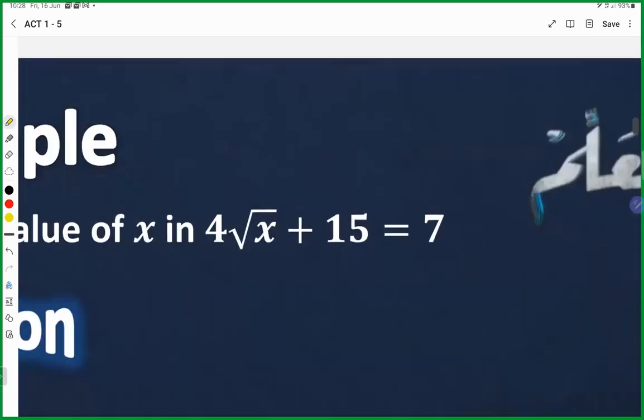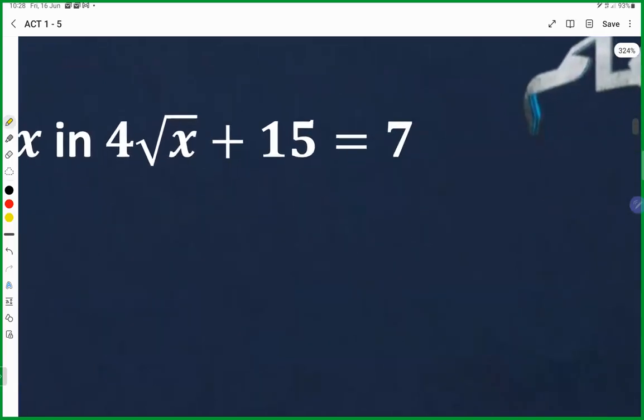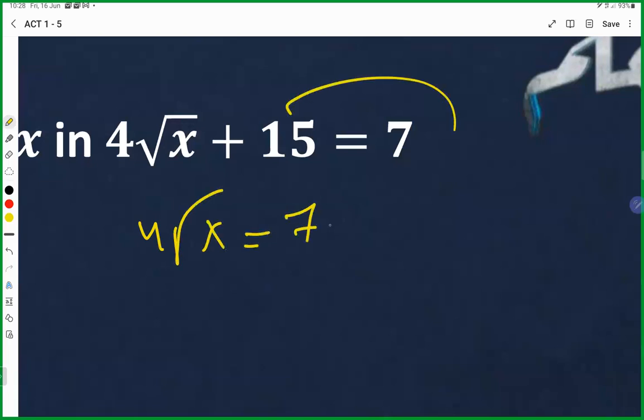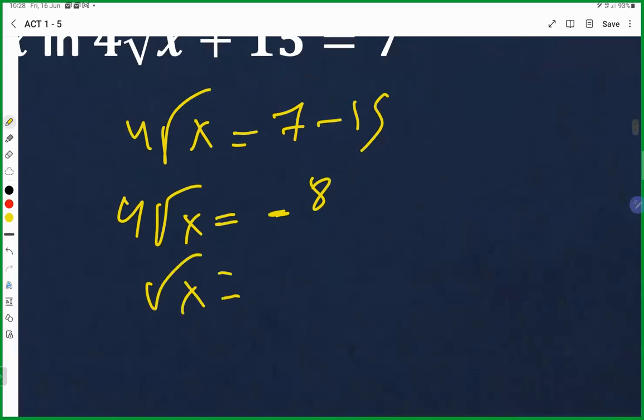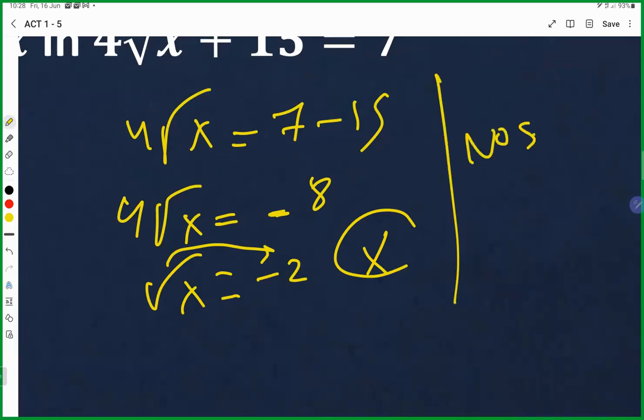One of the questions that may come is like 4 square root of x equal to 7 minus 15. In such a case, 4 square root of x is equal to -8. So square root of x is equal to -2. That doesn't work. The square root doesn't give me a negative number. So in this case, no solution.